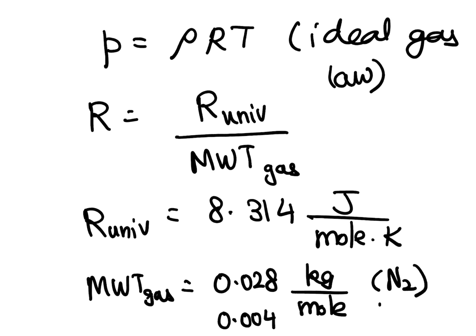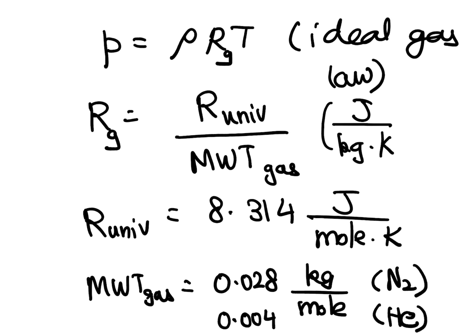So for helium it would be 0.004 kilograms per mole. Okay, so R is gas dependent. It's going to change with each gas depending on the molecular weight. It's calculated as 8.314 divided by whatever the molecular weight is, and it will have a unit of joules per kilogram per Kelvin. Okay, joules per kilogram per Kelvin.